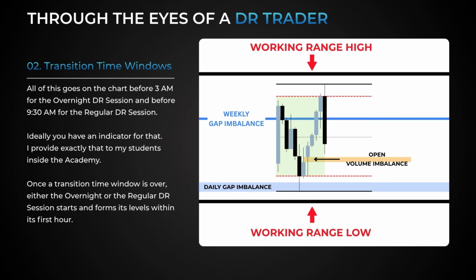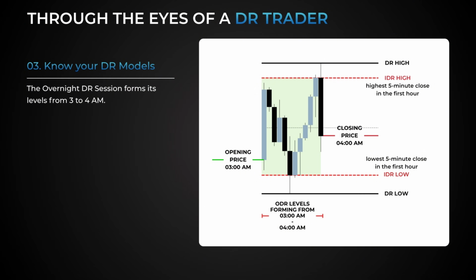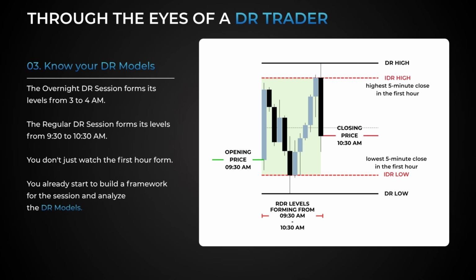Once a transition time window is over, either the overnight or the regular DR session starts and forms its levels within its first hour. This is where we come to DR models. Step 3. Know your models. The overnight DR session forms its levels from 3 to 4 a.m., while the regular DR session forms its levels from 9:30 to 10:30 a.m. You don't just watch the first hour form. No. You already start to build a framework for the session and analyze the DR models. This is exactly what we've done in multiple episodes from this series, analyzing the opening of a session and onwards. I generally recommend rewatching the whole series. It comes very close to everything I can share for free here.